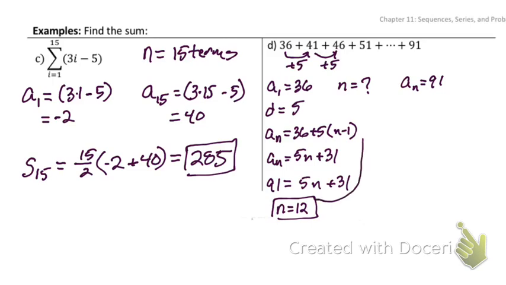So now I know what this n is, and I also know what this little guy is here. So now we can do our summation, or our sum. So our sum of all 12 terms is going to equal the number of terms divided by 2 times my first term plus my last term, and that's just going to equal 762.